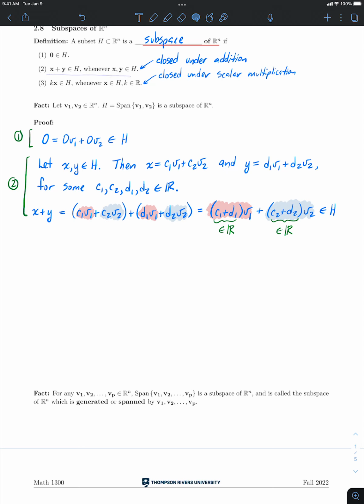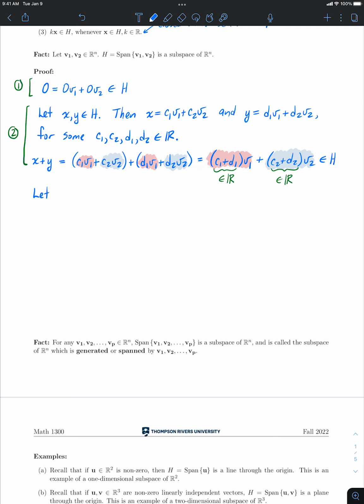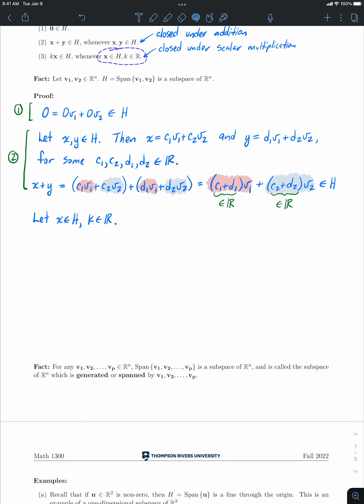Now we need to verify statement number 3 is true. And we're going to approach this in a similar way. What do we have to do? We have to show that k times x is in H. But that only has to be true under the assumptions that x is in H and k is some real number. So let's start by making that assumption. Let x be in H and k be a real number. Okay? So that is the assumptions that we make in this case. So we've already assumed that this is true now. So it's up to us to prove that k times x is also in H.